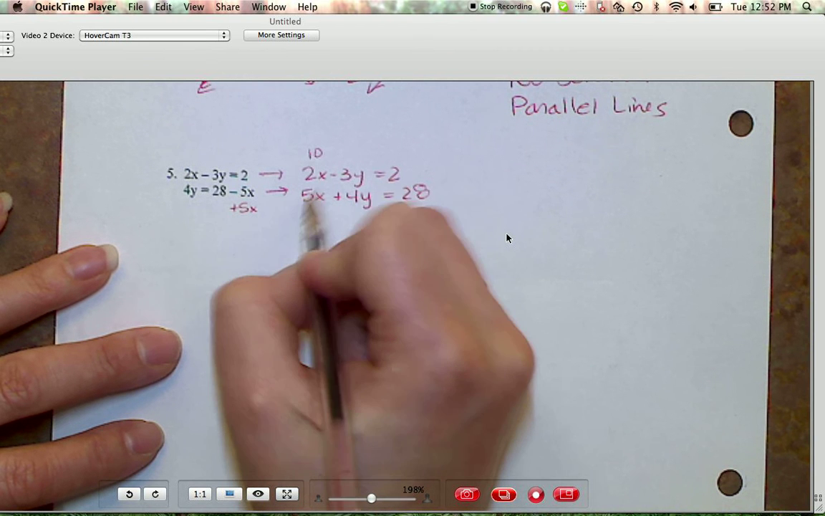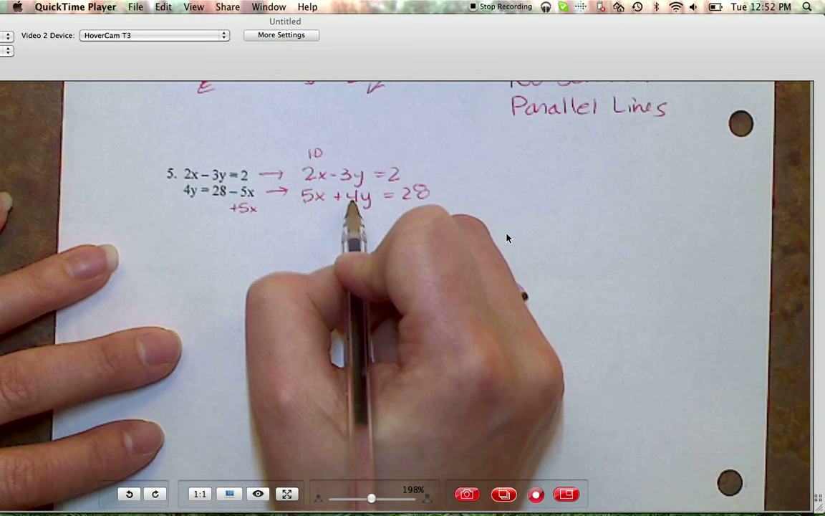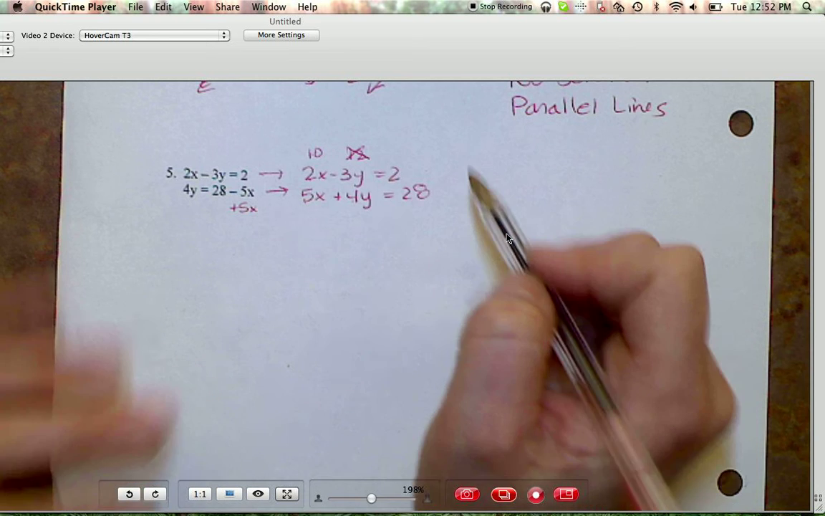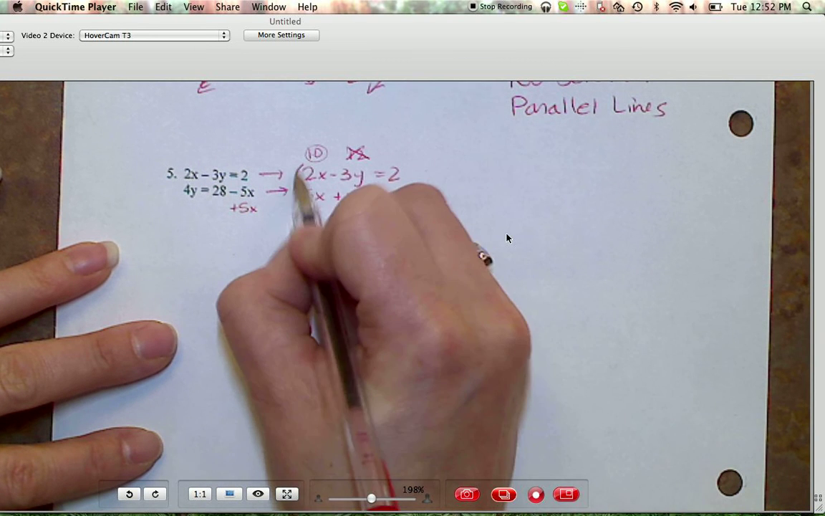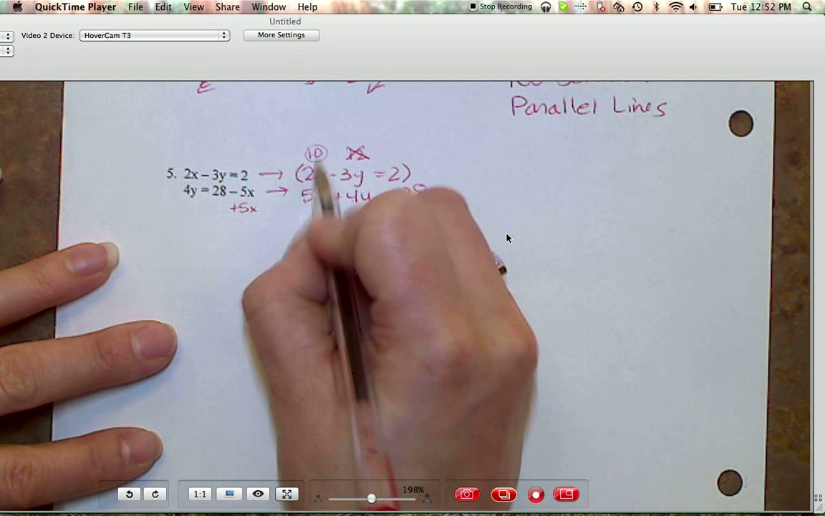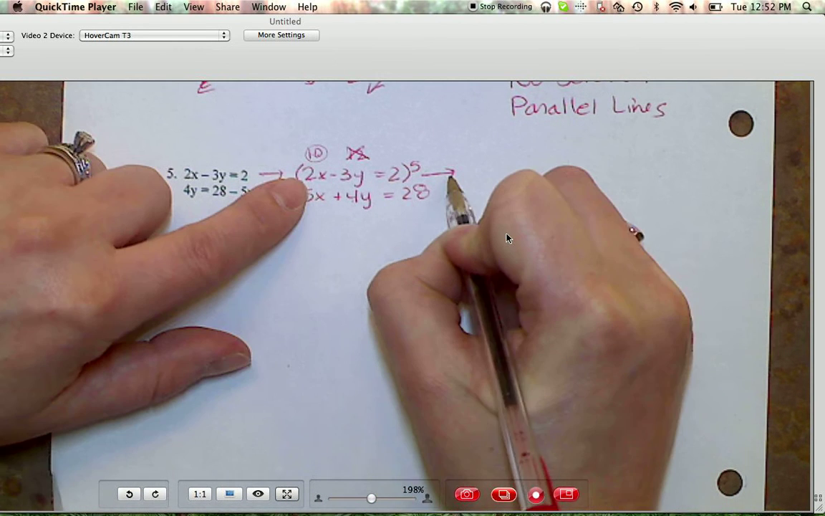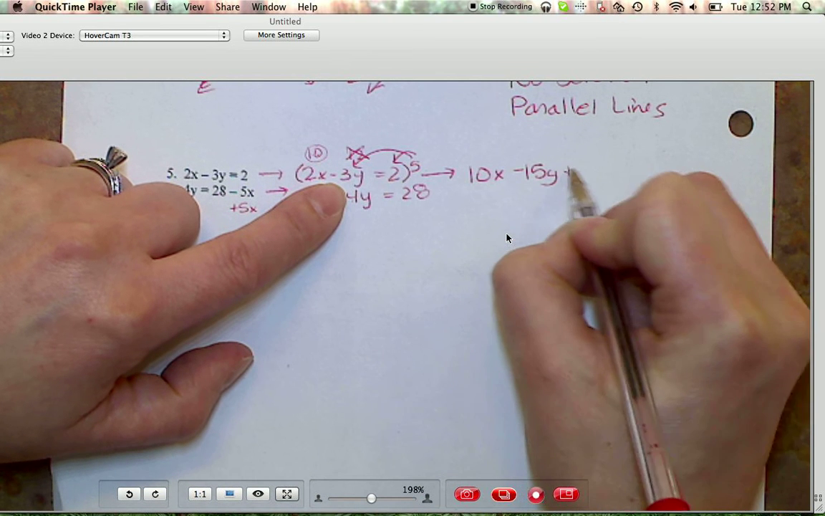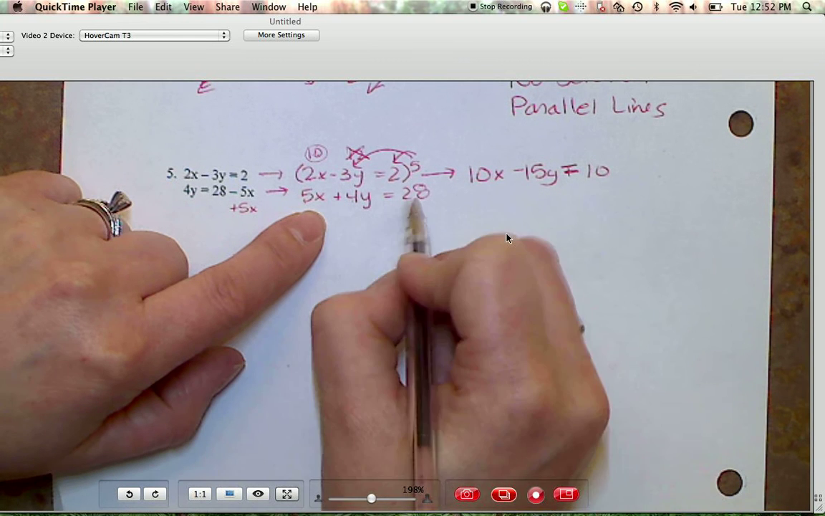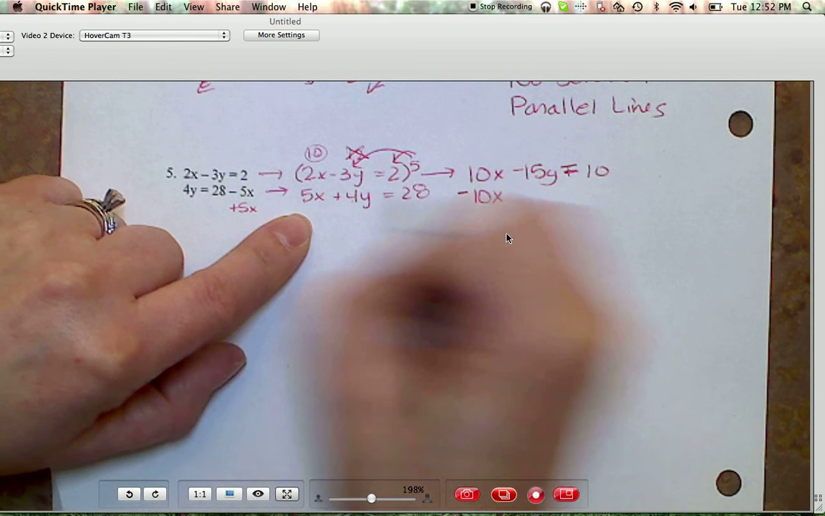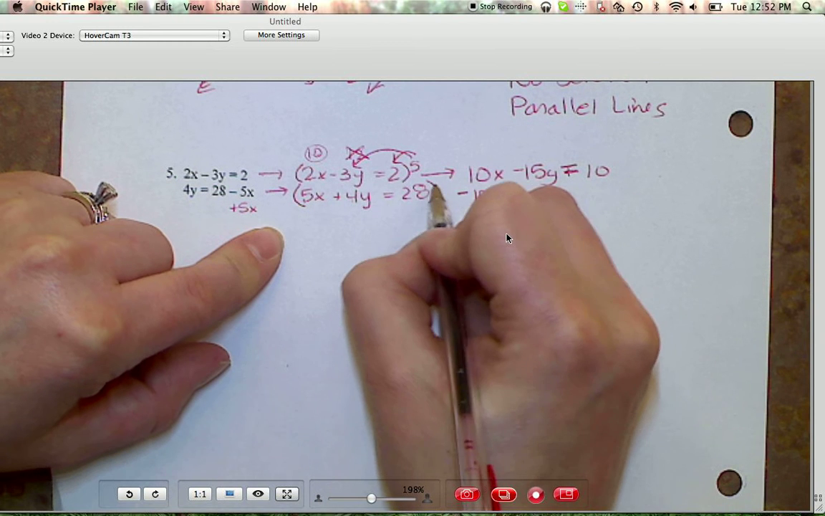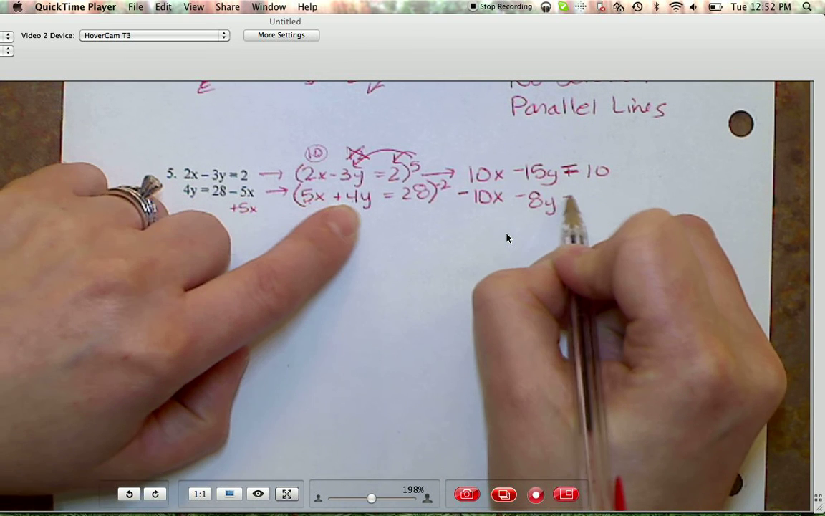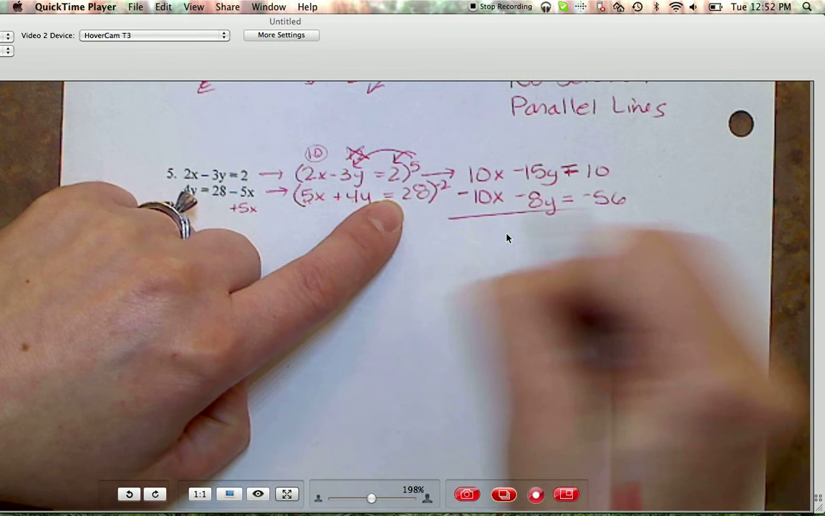Here I could get 5 and 2 go into 10. 4 and 3 go into 12. And again, I'm going to go with the smaller one for sure, so 10s. So let's look at the first one. What can I multiply 2x by to get 10x? I could multiply by 5. So that'll give me 10x minus 15y equals 10. On the bottom, I need a negative 10x. So I'm going to multiply this whole thing by negative 2 to get a negative 10x here, a negative 8y here, and a negative 56 here.